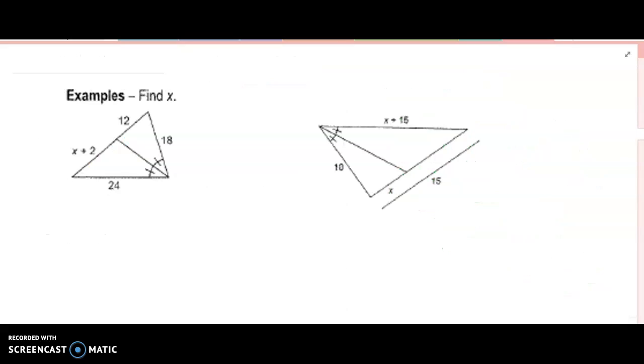All right, go ahead and do these two on your own. You are going to use that same theorem because this angle's bisected and this angle's bisected. If you look over here, if this whole thing is 15 and this is x, this part has to be 15 minus x. And you should be able to do the rest from there. So go ahead and do both of these and then we'll go over them.